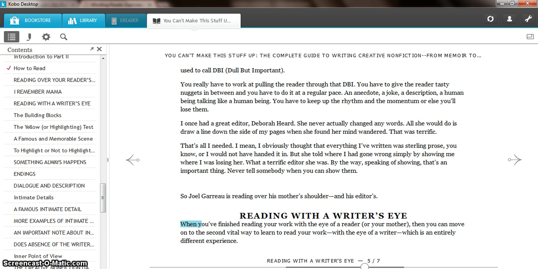And here we are with Lesson 6, revisions. There are going to be several phases to revising. Of course, we have conventions, grammar, and those types of issues that we're dealing with, along with sentence structure and things like that. But I wanted to give you a different perspective as well from the book You Can't Make This Stuff Up by Lee Gutkind.